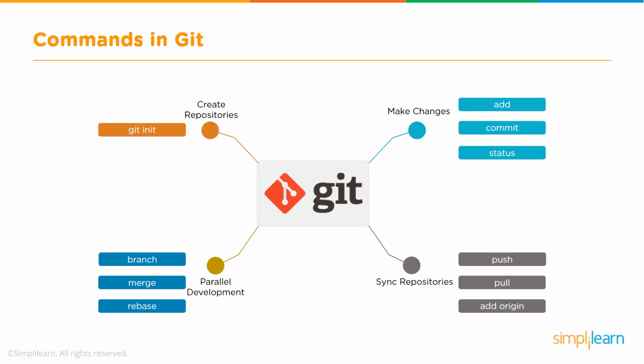You want to be able to sync your repositories with the remote server. To put the code that you have on your computer on the remote server, you use push. To get the code from the remote server, you'd use pull, and then add origin. And if you want to do parallel development from the master branch, the main branch, you would use branch, merge, or rebase as ways to do parallel development.